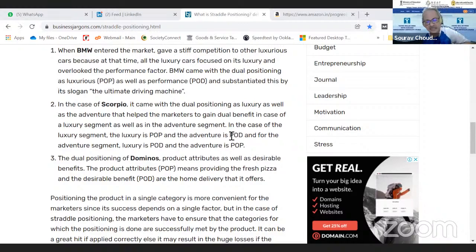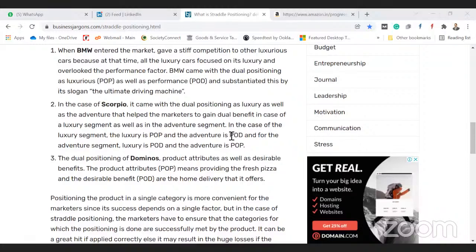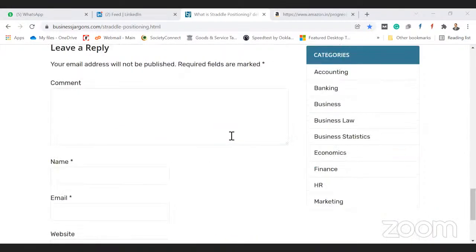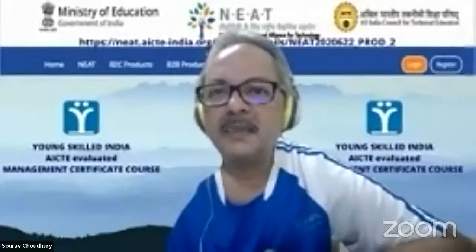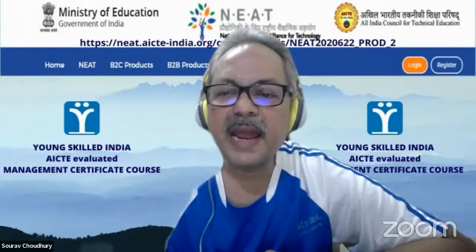And that's the strategy positioning. I am positioning myself as a POP, as a POD. Correct? Yes. So this is the positioning, point of parity plus point of difference in between somewhere. Correct? Got it? Yes, sir. Coming back to this.